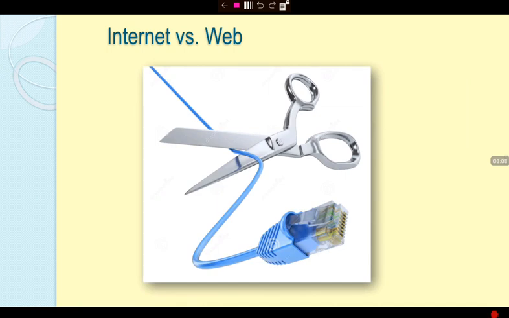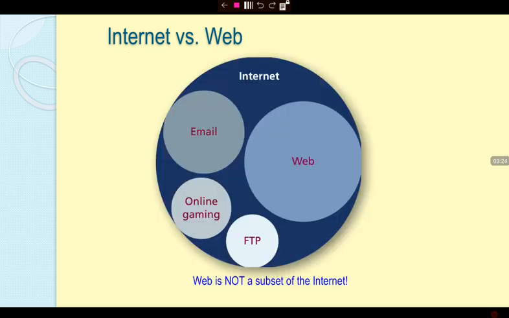When you uninstall the browser, what you did was you took away your ability to browse the web. On the other hand, when you cut off your internet connection, what you cut off was the internet. So to help you better understand this, the web is one application that runs over the internet. Another would be email through something such as Outlook. A third would be online gaming. A fourth would be file transfer using the file transfer protocol, and so on.